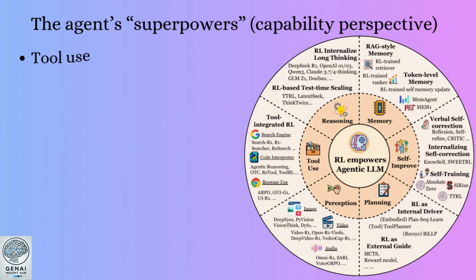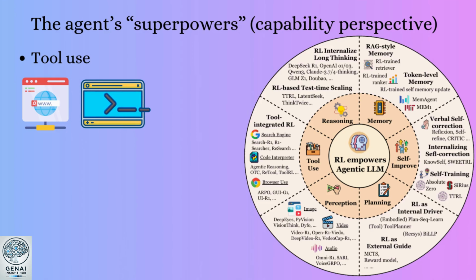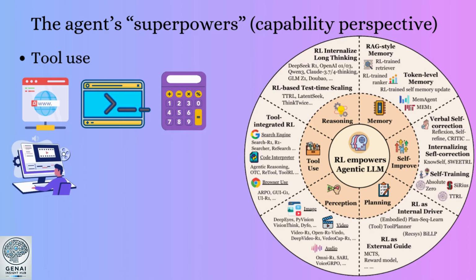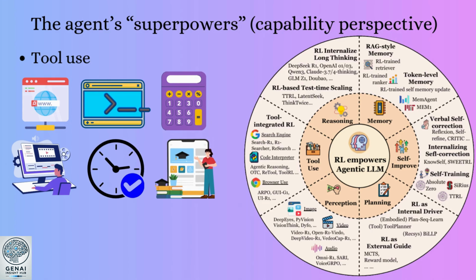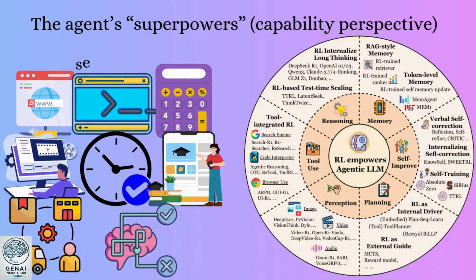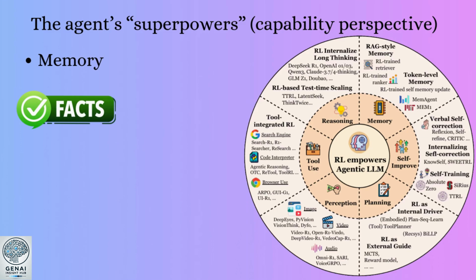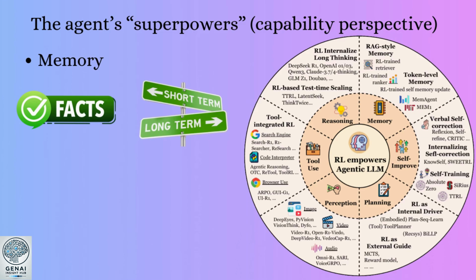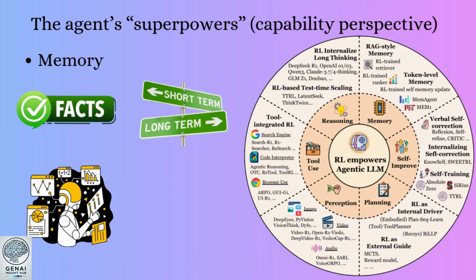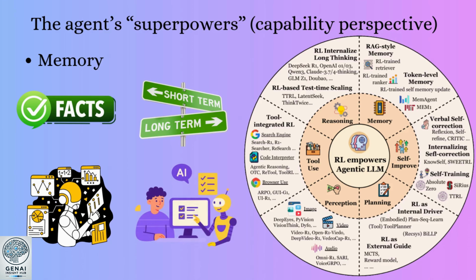Tool use, calling a browser, code interpreter, calculator, editor, and more at the right time. RL helps the agent learn when to use which tool and how to chain them for progress, instead of relying on fixed heuristics. Memory, keeping useful facts short-term and long-term. With RL, the agent learns what to store and what to retrieve for better decisions, not just dump everything.